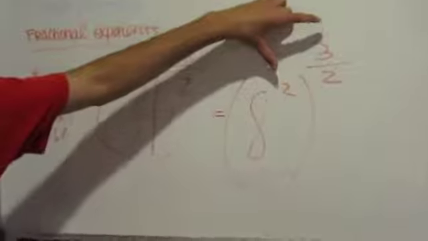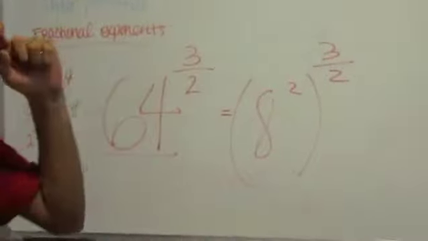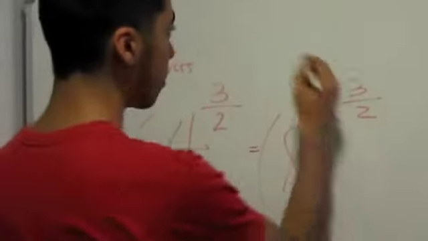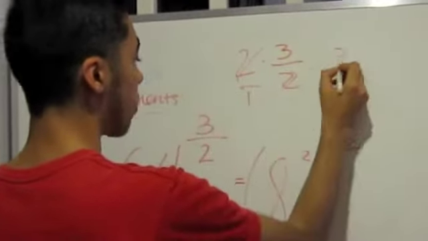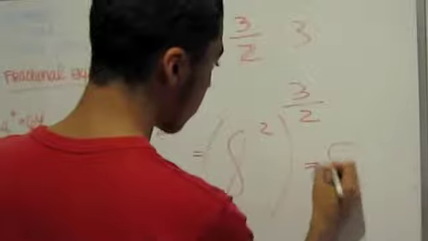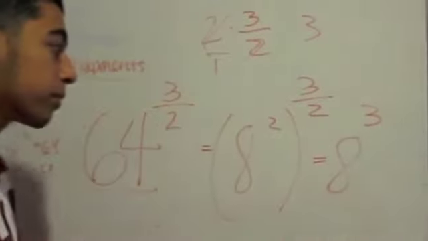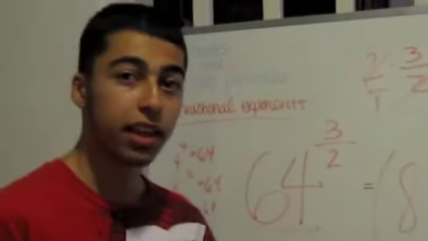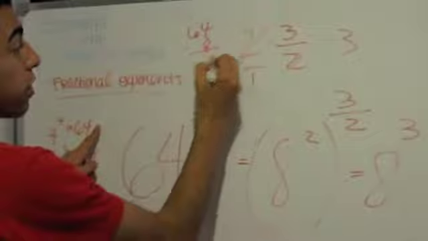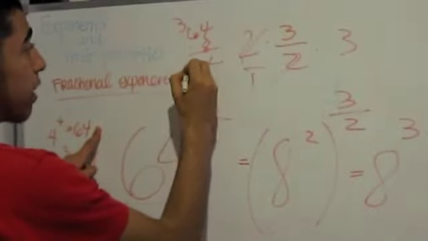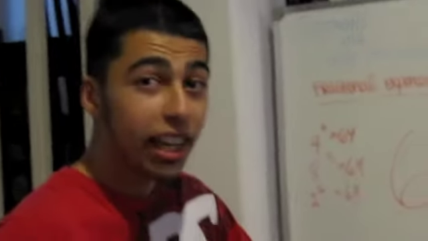What do we say about raising exponents? Well, you multiply them. So what's 2 times 3/2? These 2's cancel, turns into 3. 8 to the 3rd. And then you calculate that, doing 8 times 8 times 8, so 64 times 8, which is 512. That's basically how you do it.